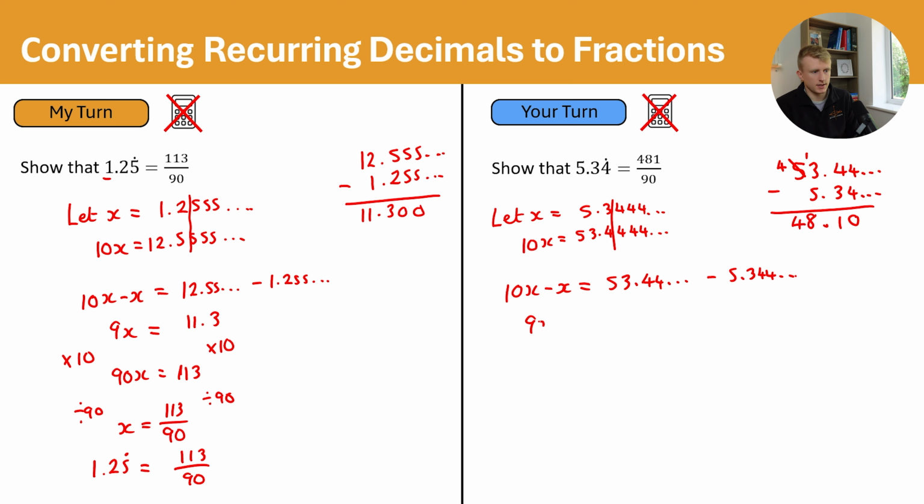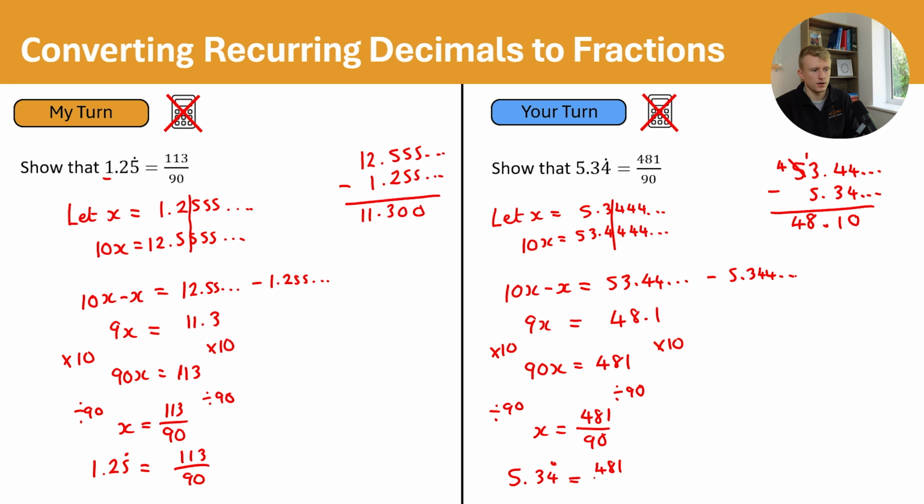10x subtract x is 9x, and we've shown that this right-hand side calculation gives us 48.1. We'll multiply both sides by 10 to get rid of the decimal point on our right-hand side. 9x multiplied by 10 is 90x, and 48.1 multiplied by 10 is 481. My last step is to divide both sides by 90. So I'll just show that. x is equal to 481 over 90. And we said at the beginning that x was our recurring decimal, so our last line could be this: 5.34 recurring is equal to 481 over 90.